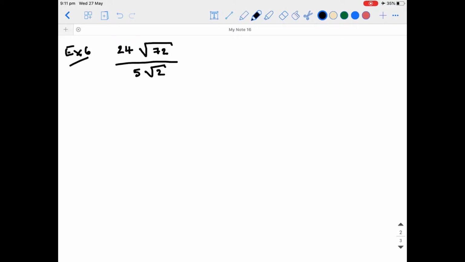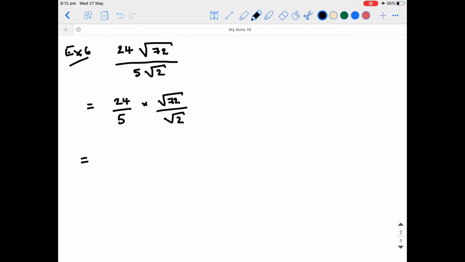Now what you might consider doing is breaking this up into two parts. So take your whole number part, 24 divided by 5, and then multiply it by the third part, the root of 72 divided by the root of 2. Again, 24 divided by 5 cannot be simplified.